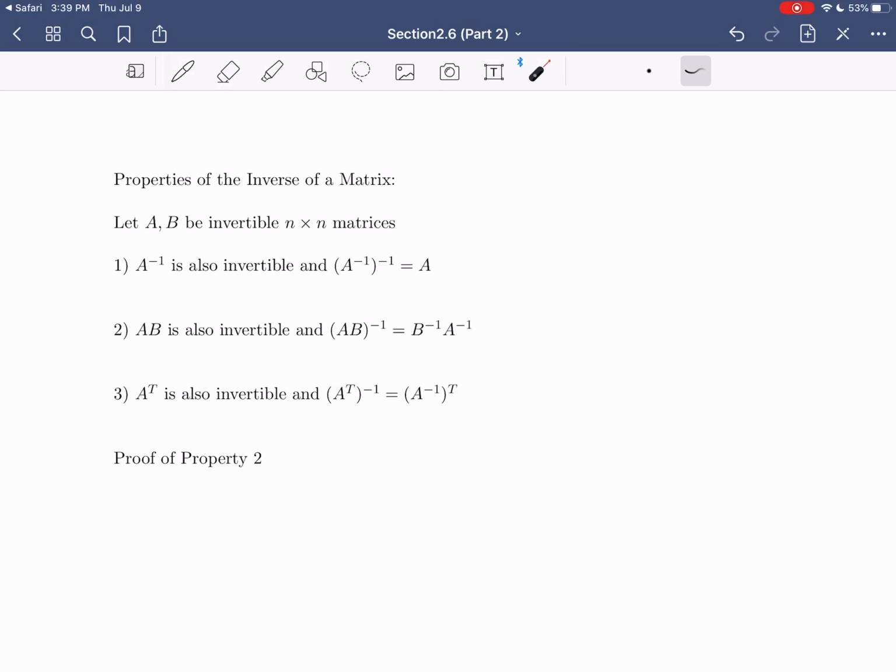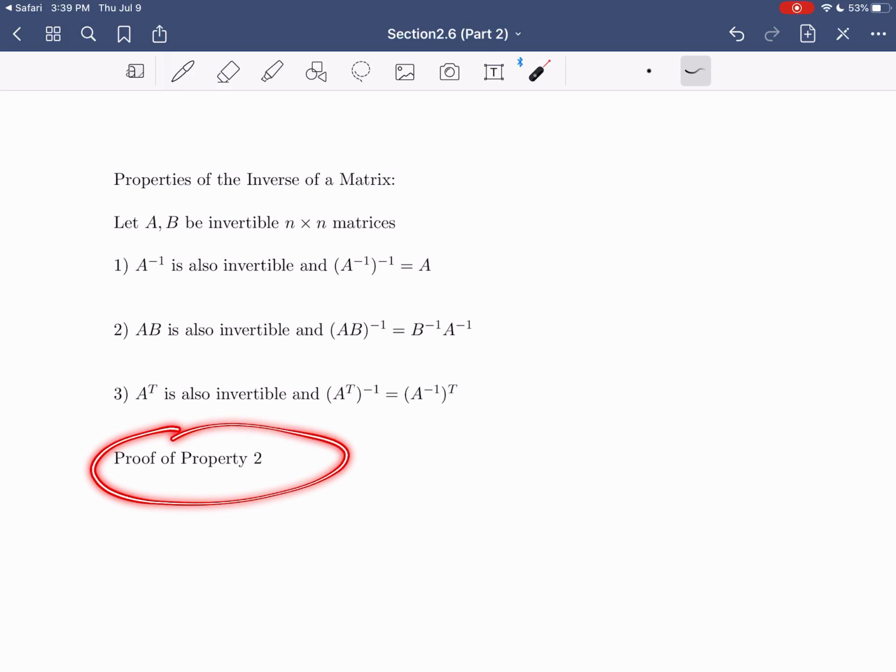So very important to recognize here that it reverses the order of the multiplication, if you so choose. Also, last property here is that if A is invertible, A transpose is also invertible. So the transpose of an invertible matrix is also invertible. And the inverse of the transpose is the same as the transpose of the inverse. So in other words, transpose and inverse can be flipped. If you want to do the transpose first and then the inverse, or the inverse first and then the transpose, it's the same result. All 3 of these results are proven in your textbook.